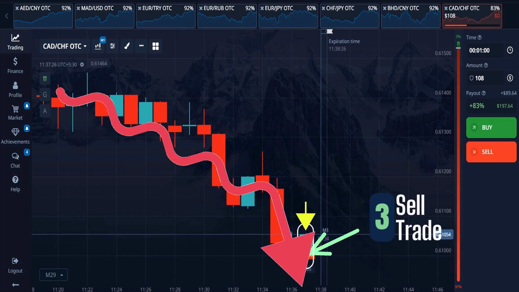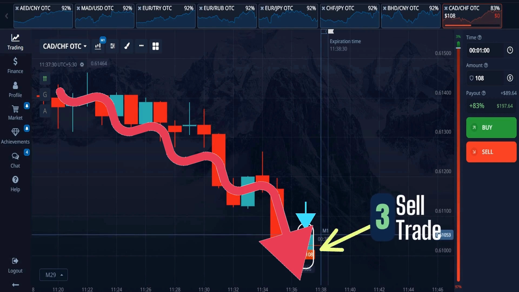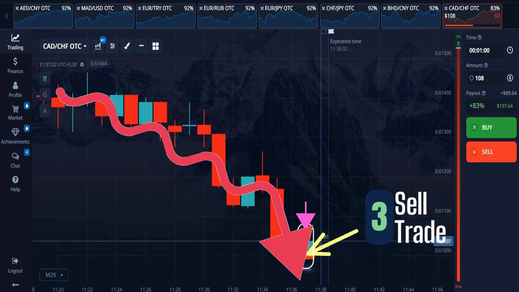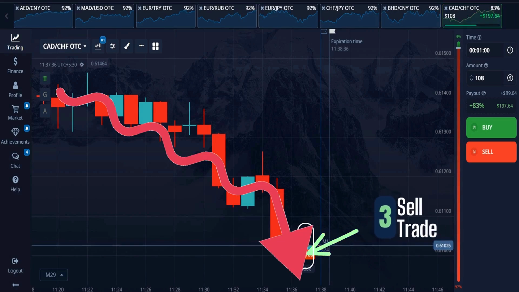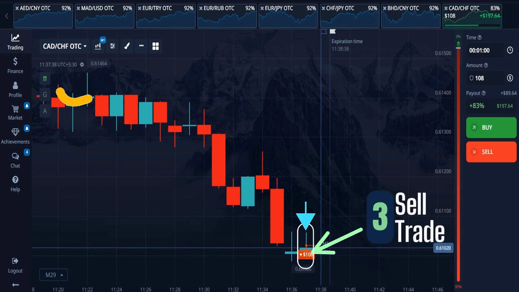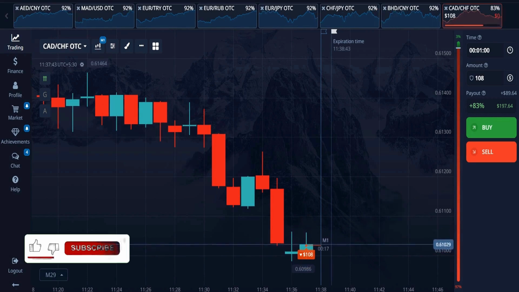Another great factor here is that the market is currently in a downtrend, which increases the chances of the trend continuing. This makes it an even better opportunity for us. So, taking a trend continuation sell trade here is a smart decision. Let's see how this trade performs.